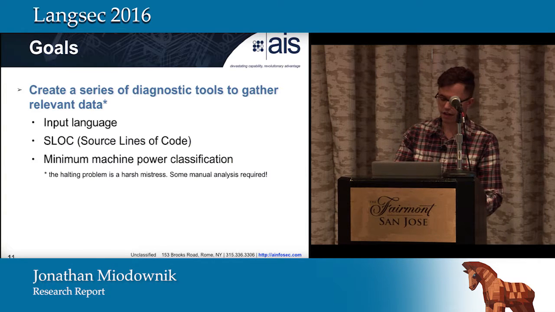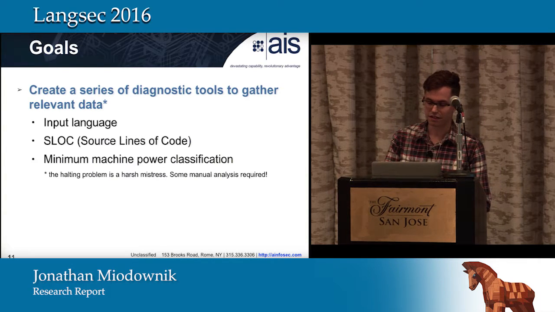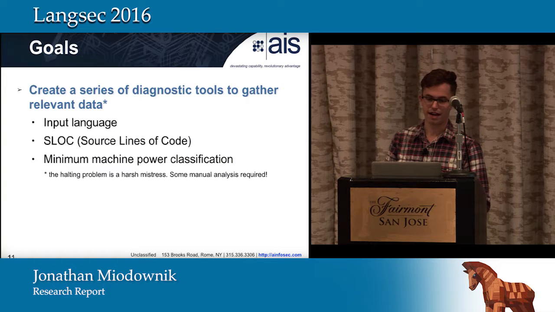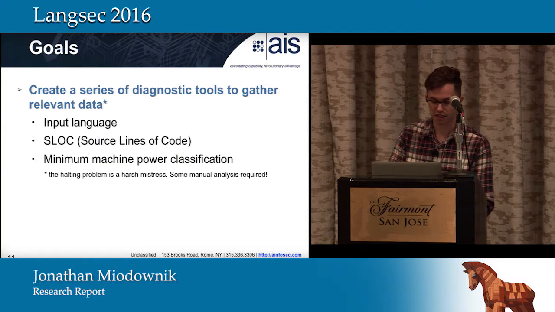So now that we have, in theory, this output from compilation, what are we looking for? We care about things like input language, SLOC, for those of you who didn't spend time as a software engineer in a previous life, source lines of code, and minimum machine power classification. So at what least privileges, right? What's the lowest power machine that we can run this with? But in this case, it's just sub-TC and TC.